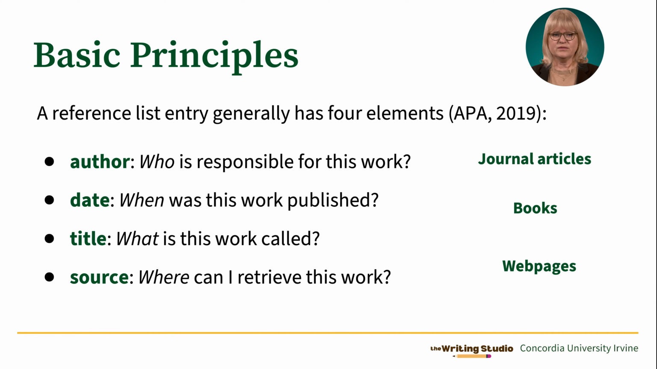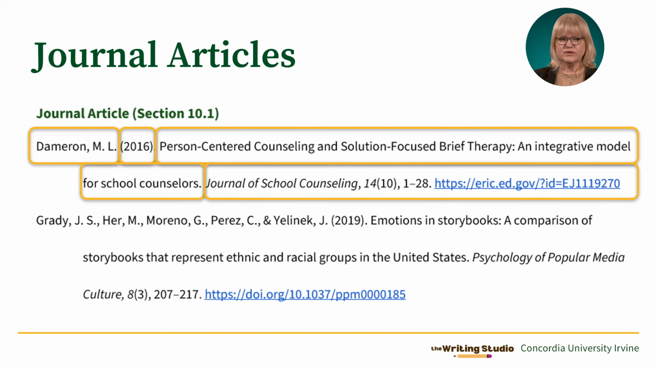The author is who is responsible for the work. The date refers to the when, the publication date or year. The title answers the what question, what is the work called? The source details where a reader could retrieve the work. So those 4 elements are who, when, what, and where in that order, and each of them are separated by periods. So in this first example, we see 2 journal articles that are listed as references.